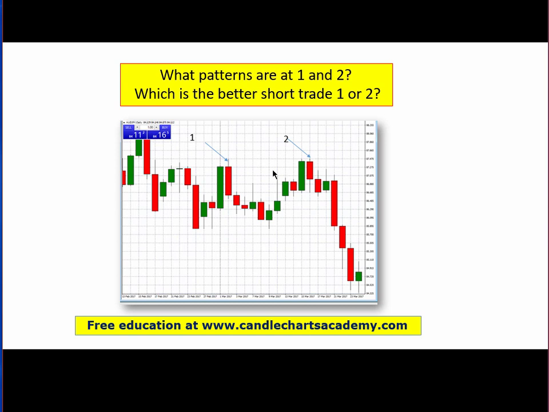1 and 2 are both the same candlestick signal. It's a red real body that gets more than halfway into a green real body, and that is a dark cloud cover. Remember, if the red real body wrapped around the green candles, like here and here, then it would be a bearish engulfing pattern. So these are both dark cloud covers.